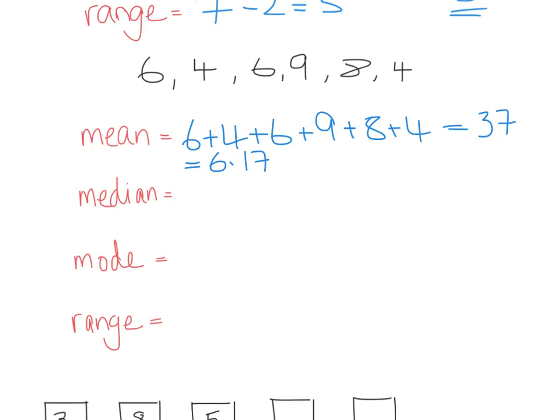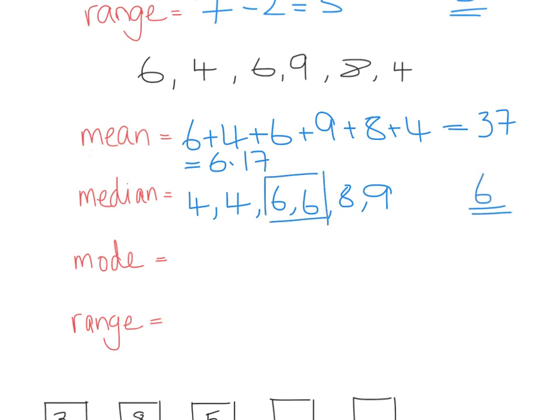So the median is when we put them in order, and it's going to be the one in the middle. So the smallest numbers, there's 2 4s, there's then 2 6s, there's then an 8, and there's then a 9, okay? Now, for this question, there is 2 numbers in the middle. There's the 2 6s. Now, because they're both 6s, we can just say that the median is 6.